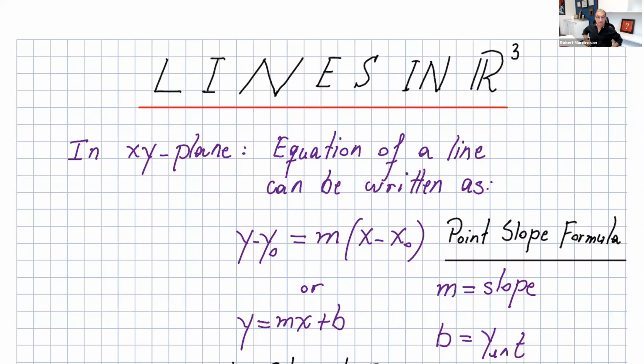Hi and welcome everyone. In this video, I want to talk about lines in R3, or 3D, especially equations of lines in R3. Now, let's just review the XY plane. We know the equation of a line can be written as y minus y0 equals m times x minus x0. I'm sure you're all familiar with that, the point-slope formula, where m is the slope and x0 and y0 are the coordinates of a point on the line.